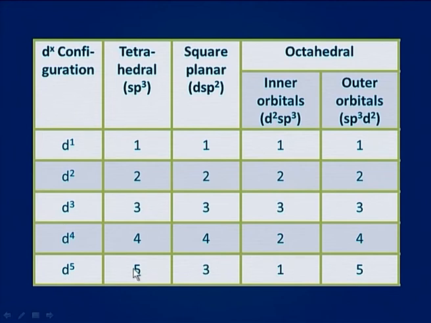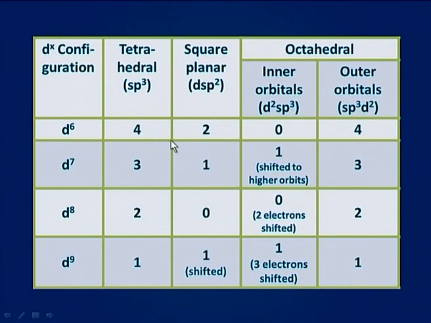Similarly, for d5, 5 unpaired electrons are for tetrahedral geometry, 3 for square planar, 1 for inner orbital and 5 for outer orbital octahedral complexes. For d6, 4 for tetrahedral, 2 for square planar, none for inner orbital and 4 for outer orbital octahedral complexes. For d7, 3 for tetrahedral, 1 for square planar, 1 for inner orbital octahedral which is shifted to higher orbitals, and 3 unpaired electrons are there for outer orbital octahedral complexes.